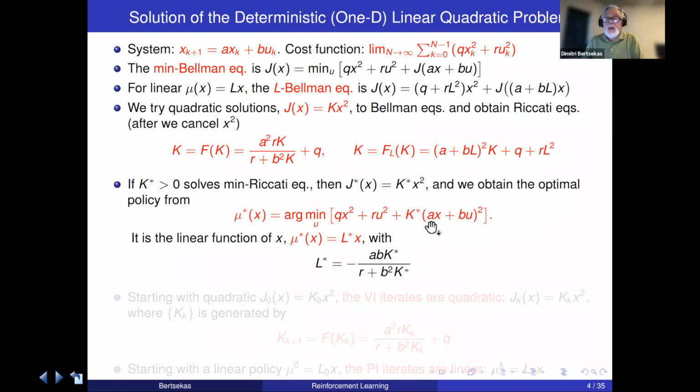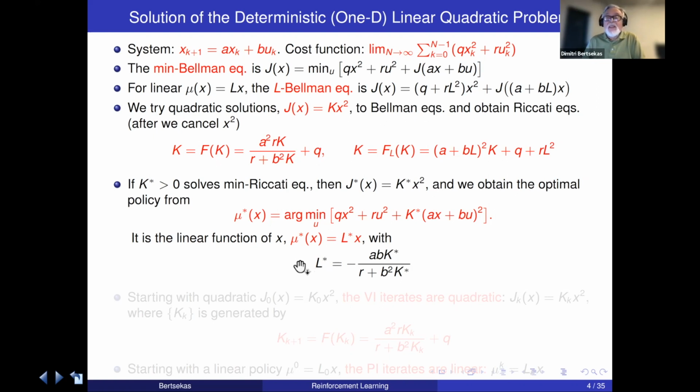And you can see here that the right-hand side is quadratic. The minimization is over quadratics in U. It can be done again in closed form. And after you do all the calculations, you find that the optimal policy from this calculation is L star of x. It's linear. And L star is a coefficient that's given in terms of K star by this formula. These are standard formulas in linear quadratic problems.